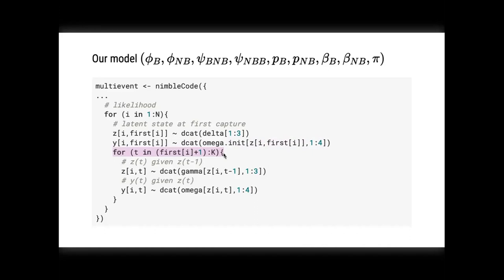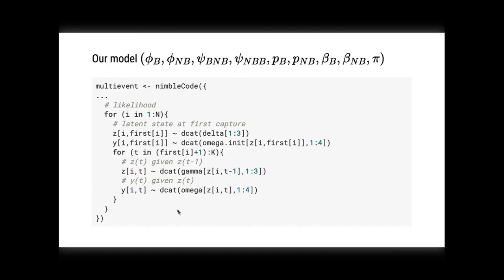And then you say the dynamic of the state is just as before given by the transition probabilities, by the gamma matrix, the transition matrix. And you pick the rows corresponding to the state in the previous sampling occasion. And for the observation, it's taken in a categorical distribution with probabilities the rows corresponding to the current state of the observation matrix omega.